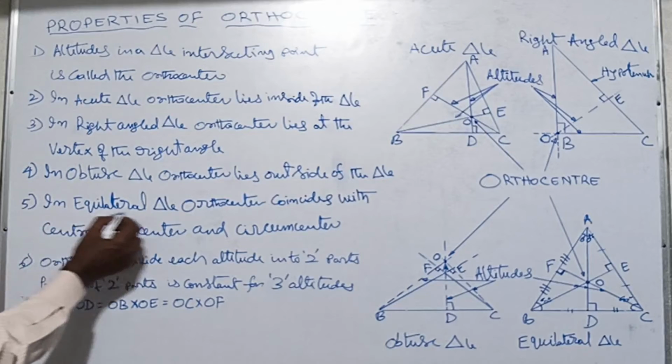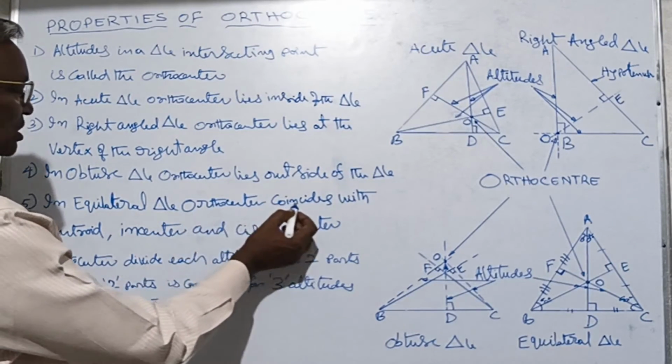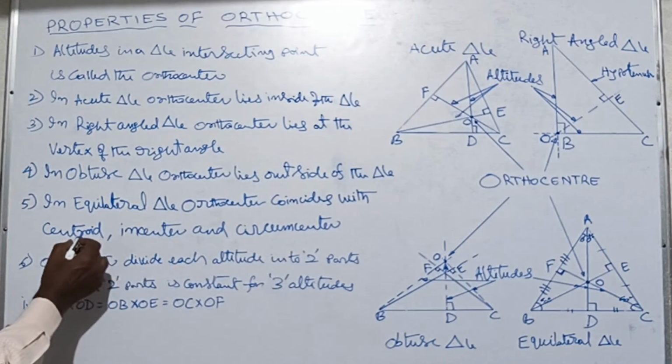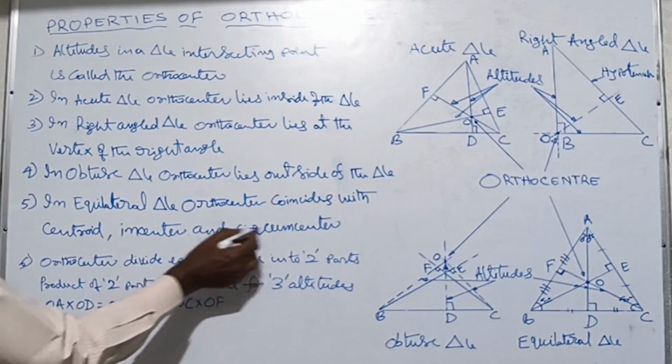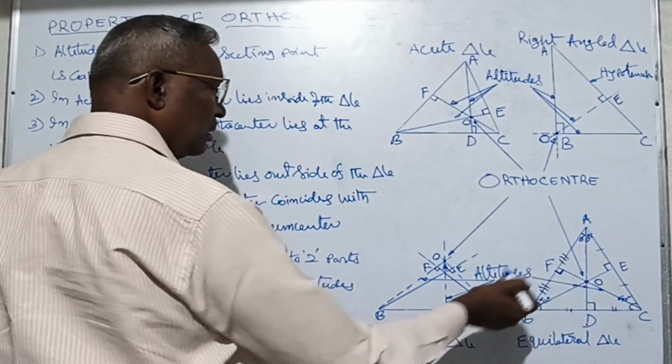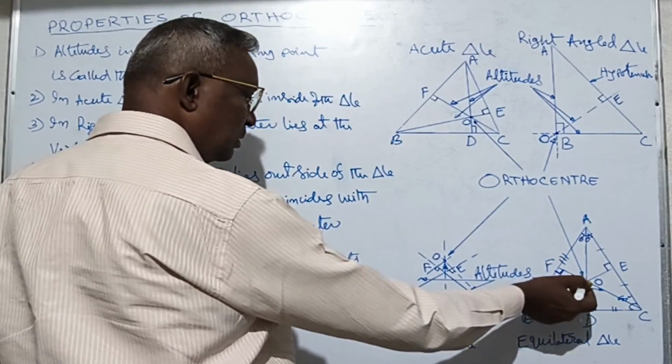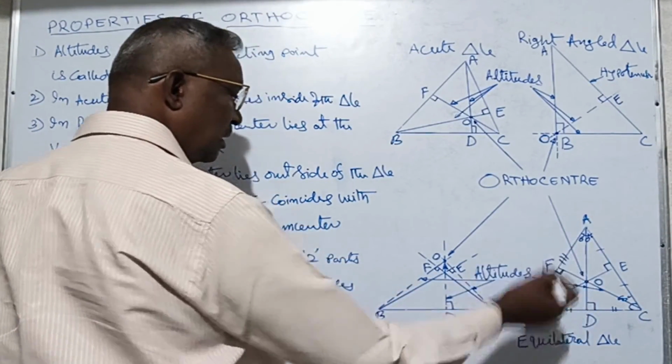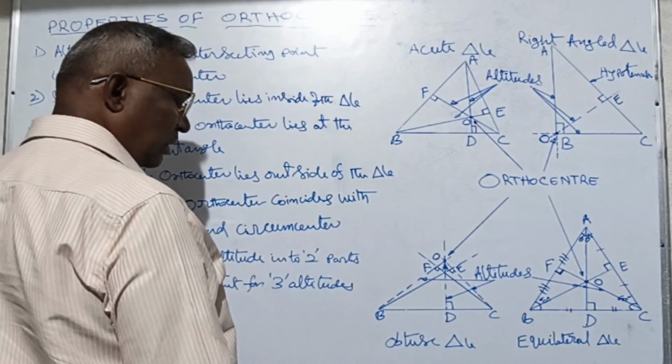Next, in equilateral triangle, orthocenter coincides with centroid, incenter, and circumcenter.